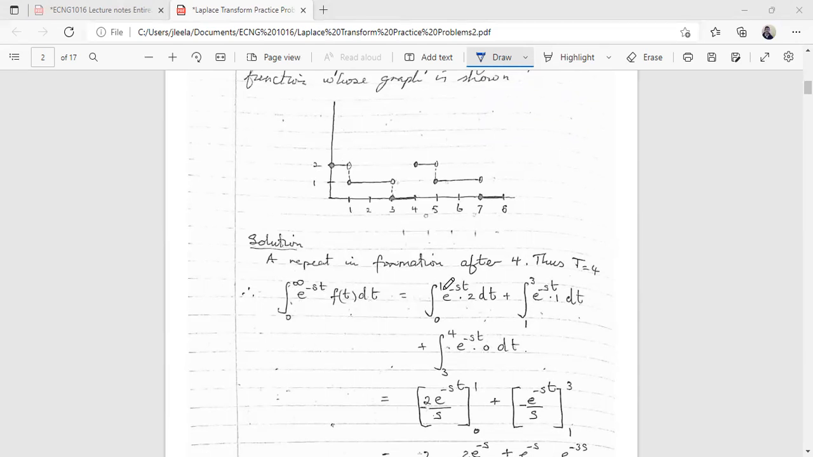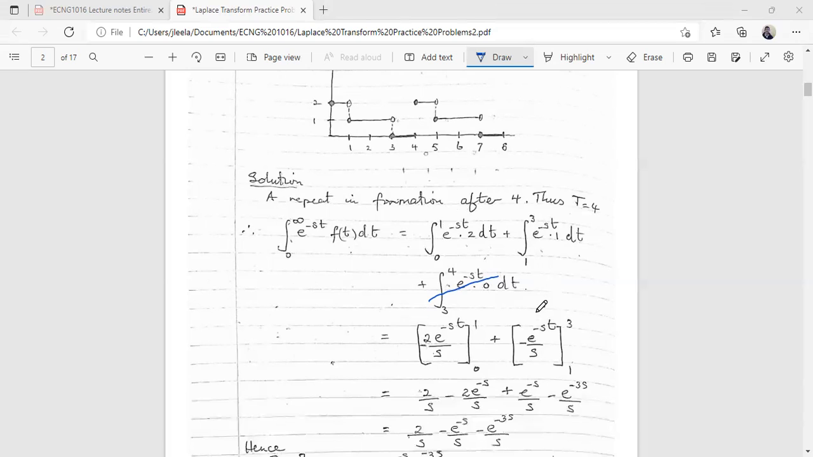So you'll be taking the integral between 0 and 1 when the graph is defined to be 2, right? The integral between 1 and 3 where the graph is defined to be 1, and the integral between 3 and 4 where the graph is 0, right? So of course this part here with the 0 would come out. So just these two parts would survive, between 0 and 1 and between 1 and 3.